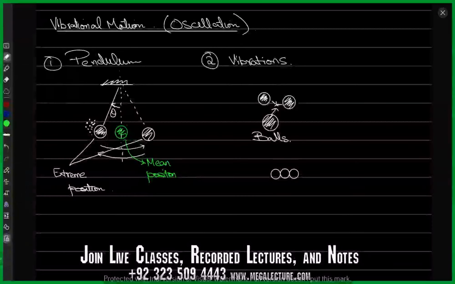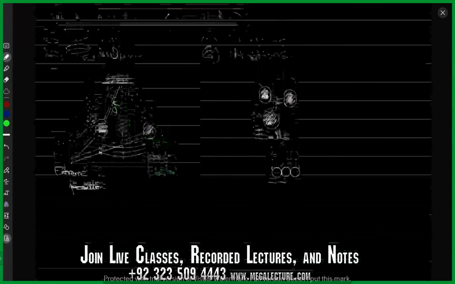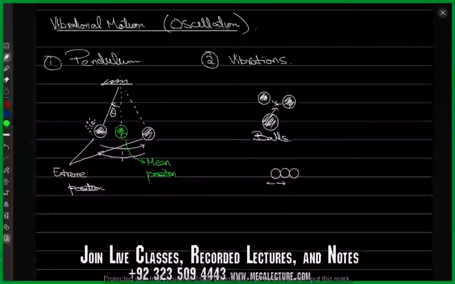So these molecules are vibrating, and these vibrations can also be modeled as an oscillation. In fact, it is an oscillation, and we can model this as something called simple harmonic motion. And that's the motion that I'm going to talk about now. Before I go on to that, is there any question from these two examples?